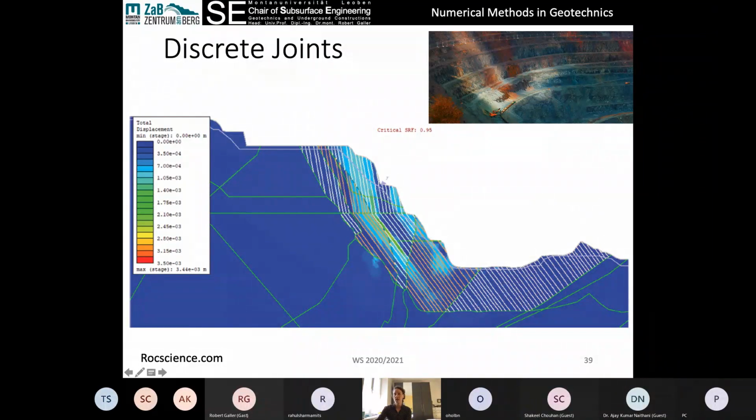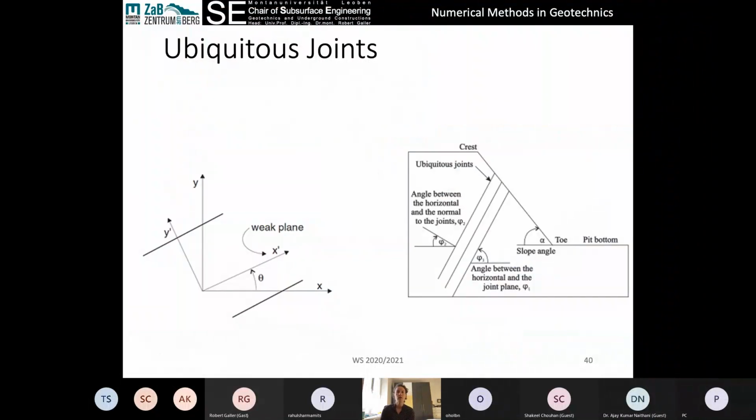We can't have this little piece of rock actually fall out of the mountain, for example, like we would with the discontinuum code. But there are some capabilities for implementing discrete joints, which can be useful even using a continuum model. Another way of dealing with joints is using ubiquitous joints. And this is a non-intuitive method of thinking about it, but the way that ubiquitous joints works is that it solves the constitutive model of an element twice.